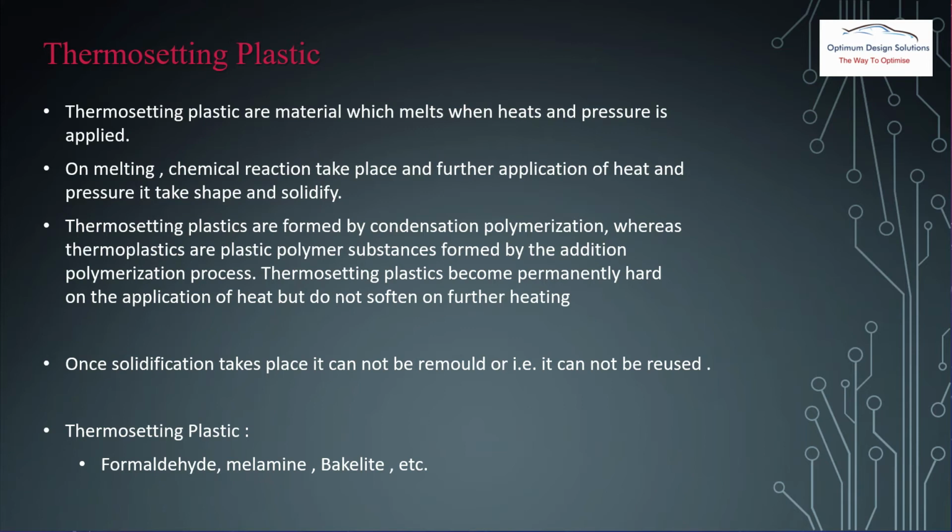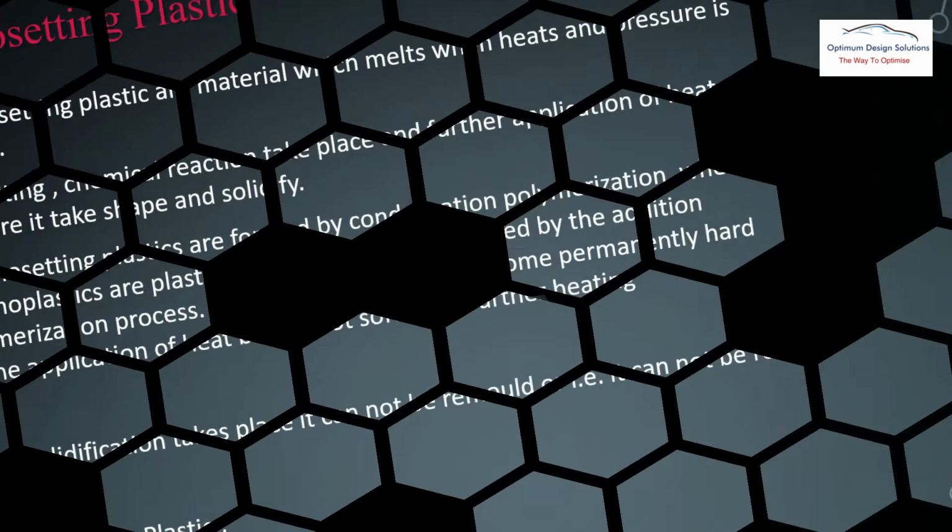The thermosetting plastic becomes permanently hard on the application of heat but does not soften on further heating. It means those materials are not recyclable. Once the solidification takes place, it cannot be remolded. That is, those are not reused. For example, formaldehyde, melamine, bakelite, etc. are a few thermosetting plastics.